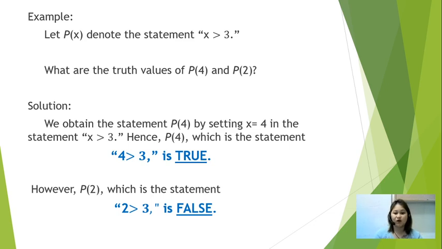It can be true or false, okay? So we have here the solution. What are the truth values of P of 4 and P of 2? Meaning you will set the values of x to 4 and 2. So for the first one, we have here 4 is greater than 3. So that is true. And then 2 is greater than 3, that is false because 2 is less than 3.